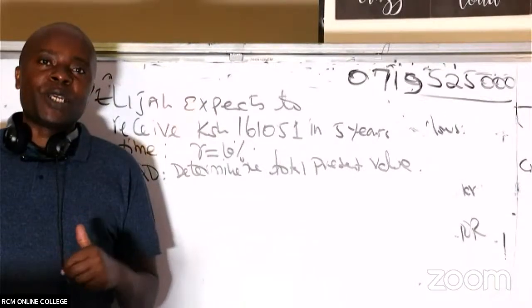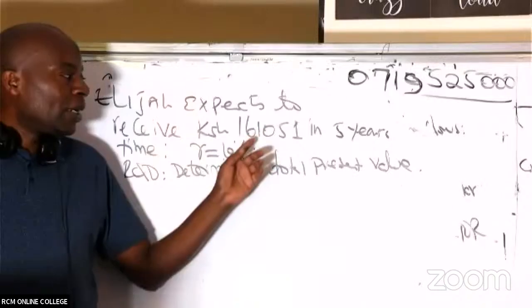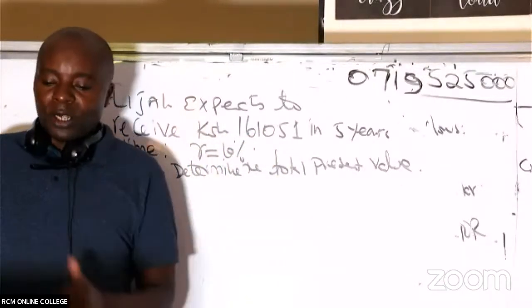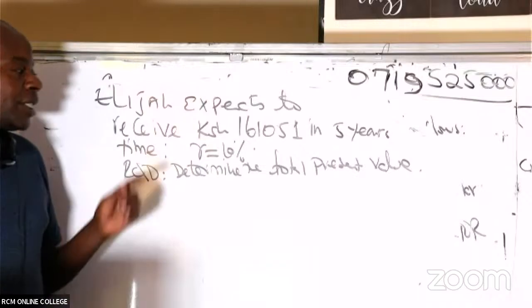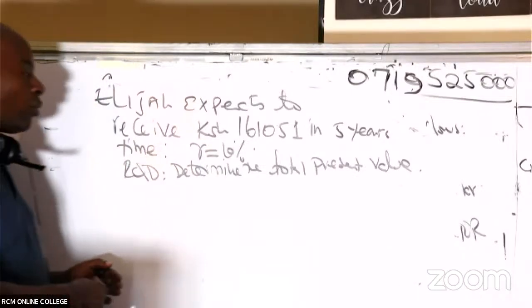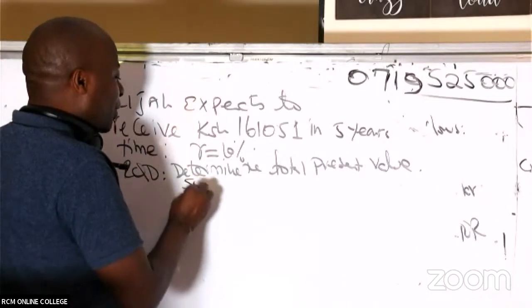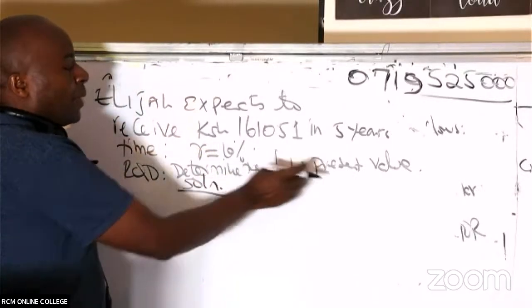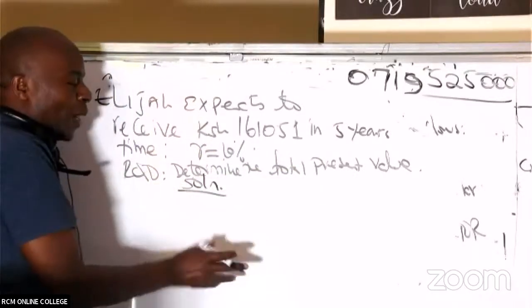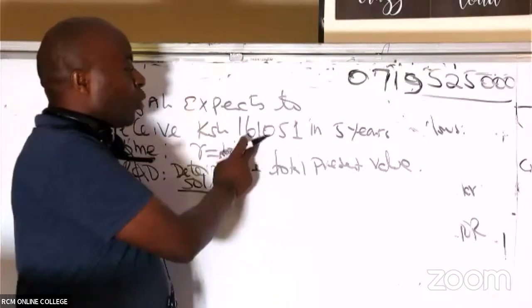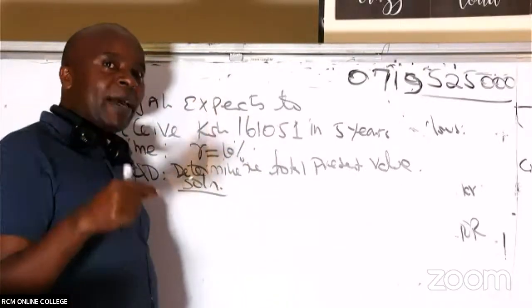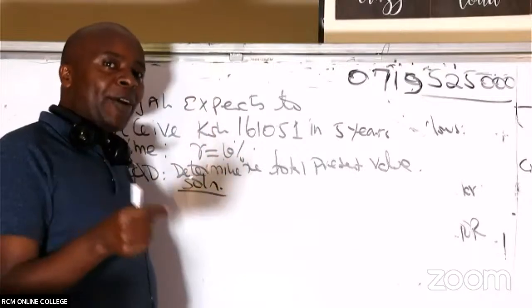So Elijah is expecting to receive this amount in 5 years' time, and then we'll be given the cost of capital. So, ladies and gentlemen, this is how I will be able to solve this question. I can see vividly that this is about present valuation. So I need to ask myself, what cash flow is this? The cash flow that I have is a lump sum cash flow, receivable one-off at the end of the 5th year.